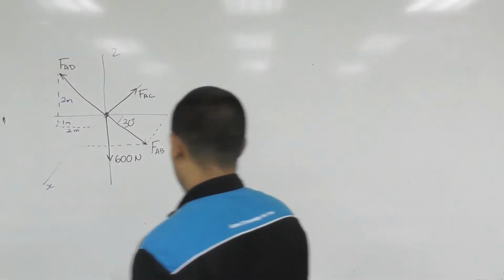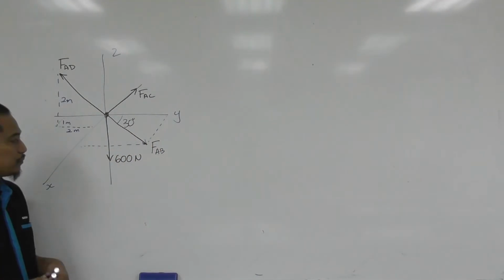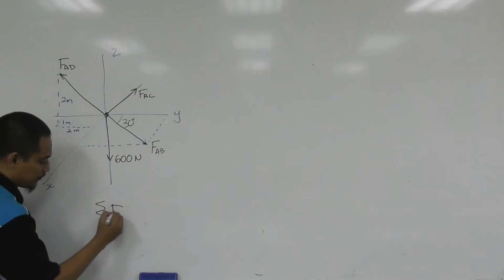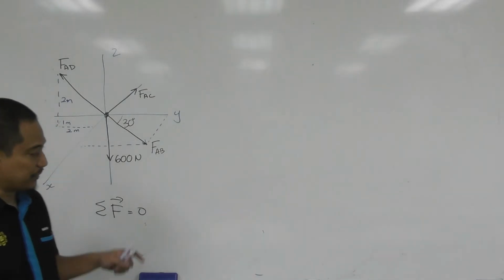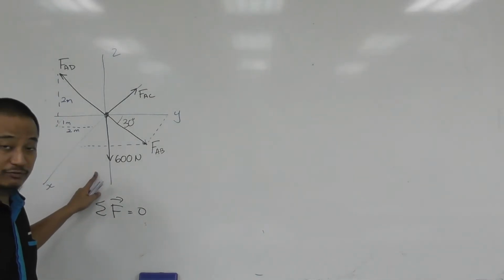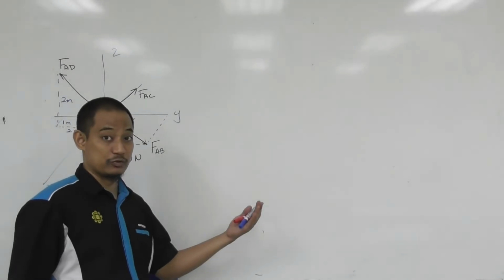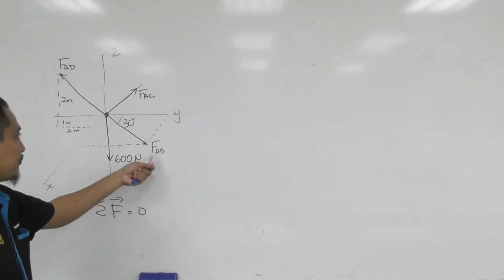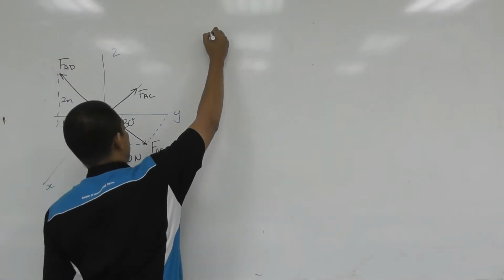So the concept is simple, right? Summation of all forces should be equal to 0. So if we can express every one of these forces in Cartesian vector form, we can add them together, it should be equal to 0, and then we can solve for the unknowns. Right, so what is FAB?